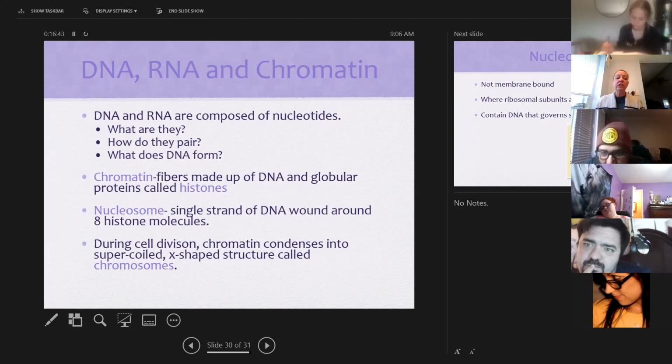So during cell division, our chromatin, which is the fibers of DNA, crunch down and condense, and they get what we call supercoiled, and then they develop that kind of typical X structure.